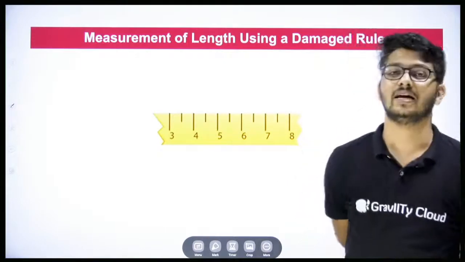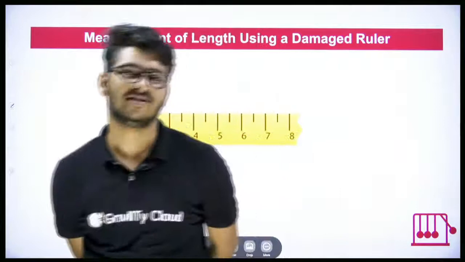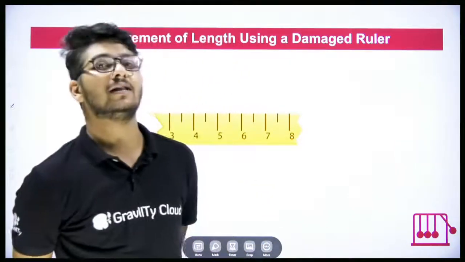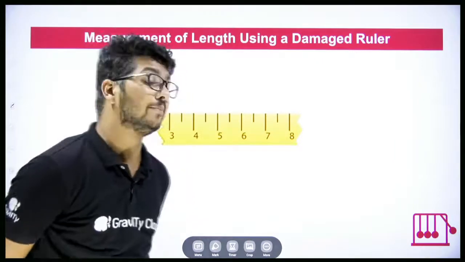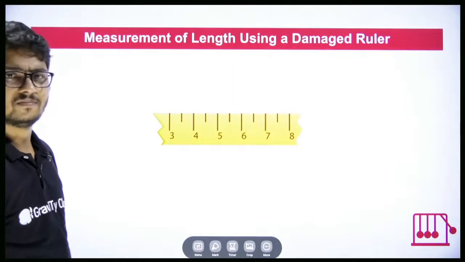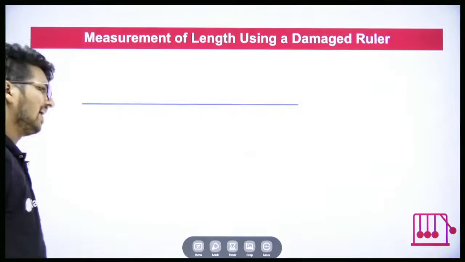Next. Sir, many times my scale is broken. I have an old scale. I don't have 0 on my scale. The 0 on my scale is gone, eaten away, right? Then how do I use my scale? How do I use a damaged ruler? See, here there is no 0. It's gone. Then how do I use my scale? That's what we'll learn. Again, it's very simple.